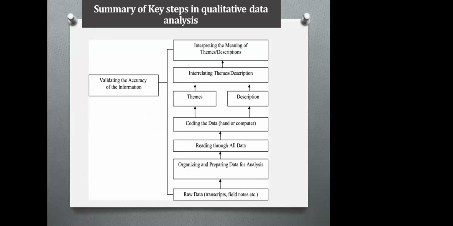So that is a summary of the steps that I've just mentioned. You have the raw data, and then you organize, you read through, you code, you have the themes and the description, then you're looking at the interrelationships, and you interpret the meaning of the themes as you put it into a report format.